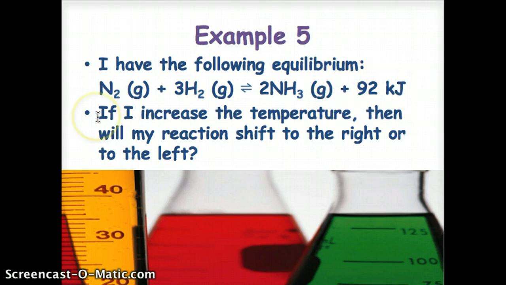to the left. Okay, again, the Le Chatelier principle says that whenever there's a disturbance or a stress, the equilibrium reaction will tend to counteract that stress, right? So it's going to go in the opposite direction. So in this case, it's exothermic, it's going to shift to the left.